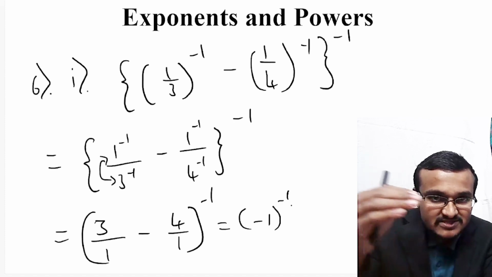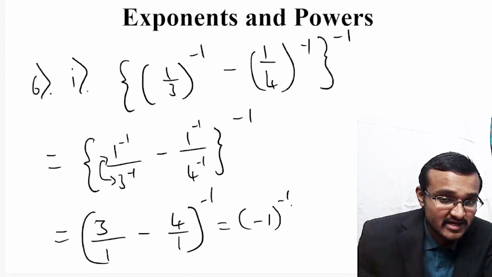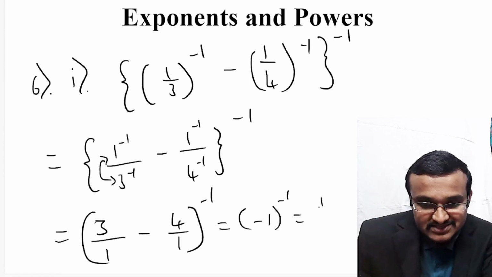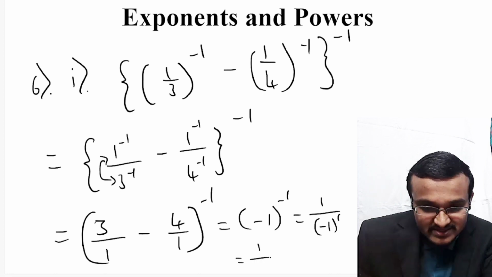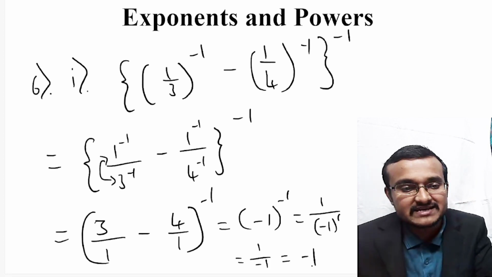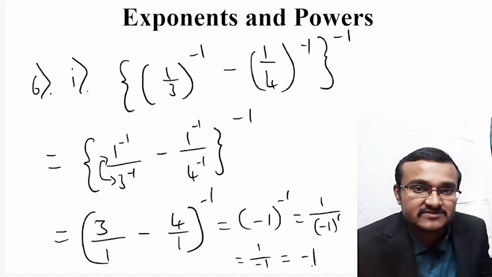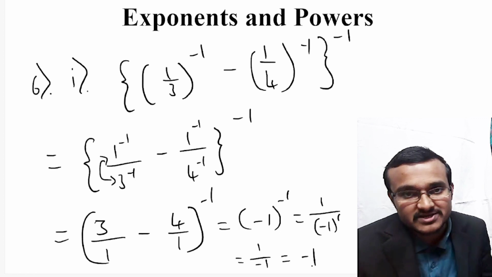When you bring this minus 1 to the denominator, the power value will become positive. So this is actually equal to 1 divided by minus 1 power 1. So what is minus 1 power 1? It will be minus 1 itself. So 1 divided by minus 1 is actually minus 1. So minus 1 is the answer for the first question in the sixth question. Similarly, you can solve the second question in this sixth question.